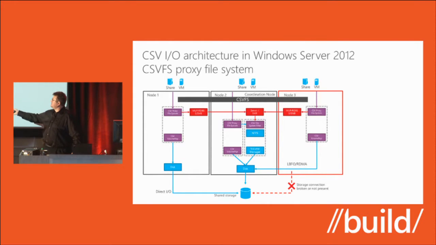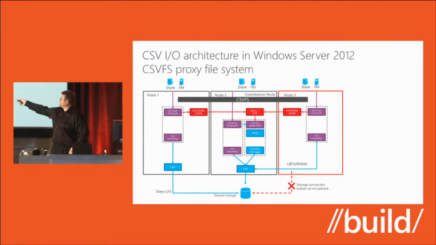You'll also see here's the node which is not the owner, and it has the CSV file system mounted, this kind of pseudo file system mounted. And you'll also see the CSV file system mounted here. So the difference here is that this node has storage connectivity, and this one does not. That's how I'm trying to illustrate this one and this one.